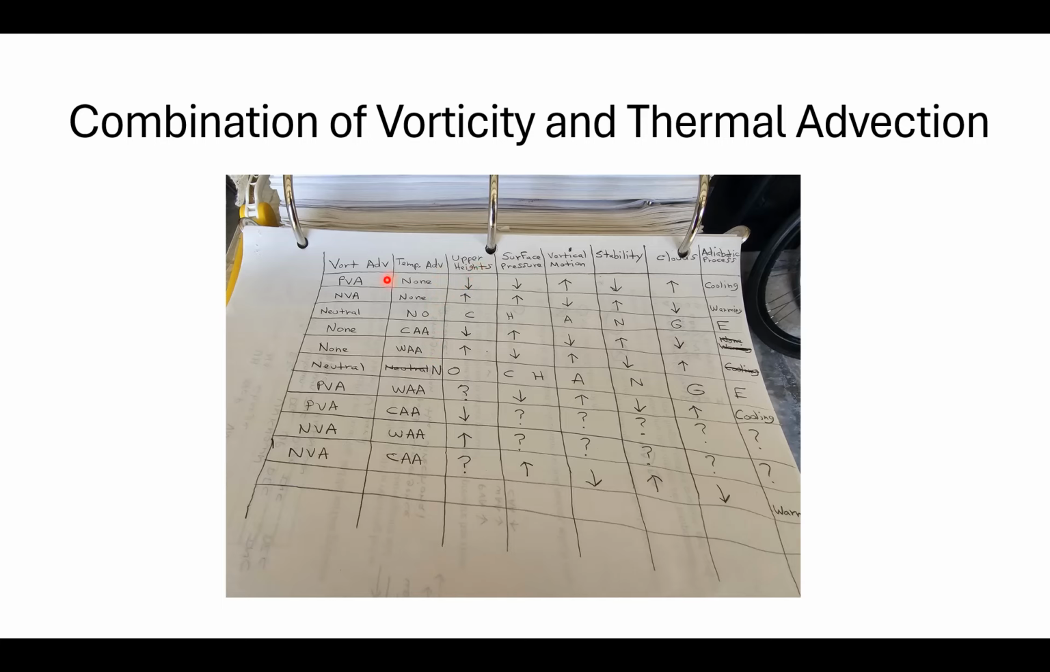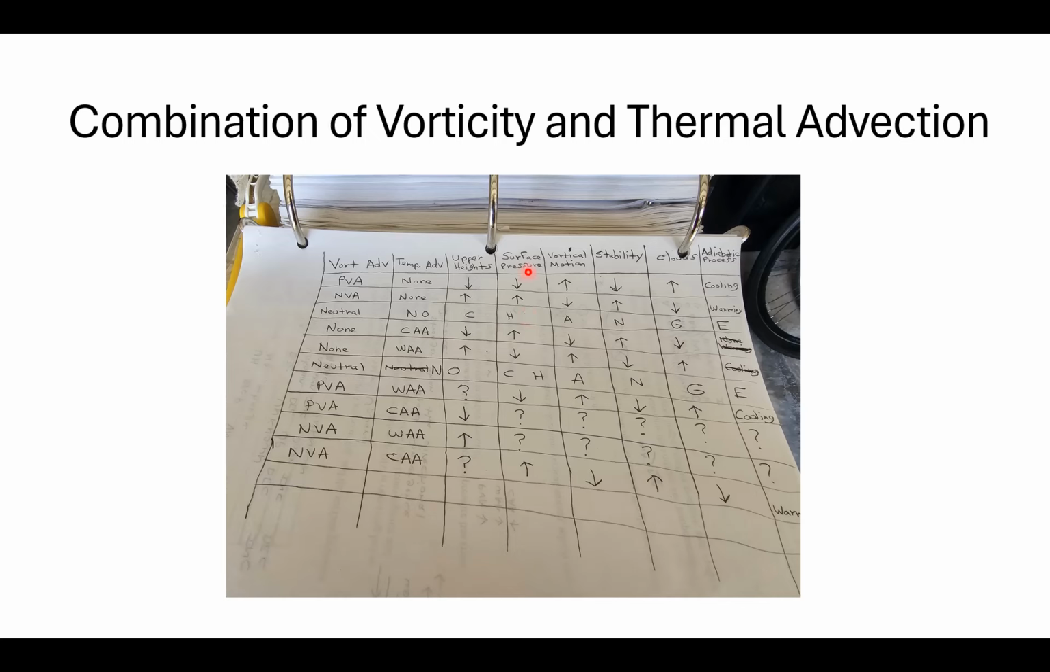And then what are the effects of vorticity advection and temperature advection on my upper level heights? Down arrows indicate that the upper heights are falling or lowering. Up arrows indicate the upper heights are rising. And if you notice on this neutral row, there's absolutely no change to any of it. When you have, for example, neutral vorticity advection and no temperature advection, you really don't have any change to any of these parameters.